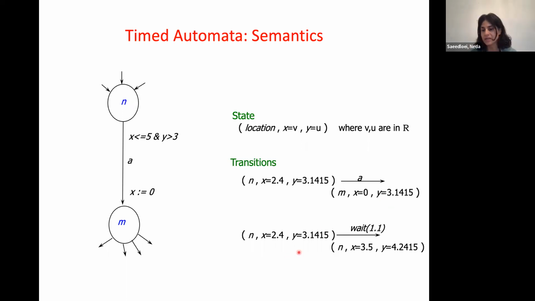The second transition is different. It's a time transition, which means that while the automaton is in location N, it can just stay in location N. If there is no invariant, it can stay there forever. So let's say that in location N, it waits for 1.1 units of time. After that, the new state includes the same location N. However, the values of clock X and clock Y are both increased by 1.1 units of time.